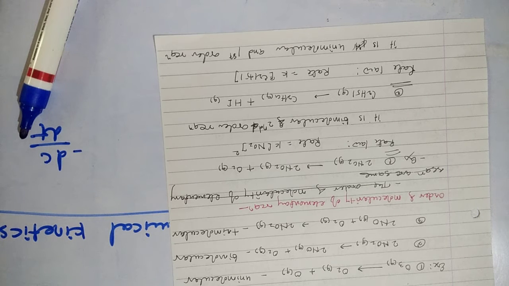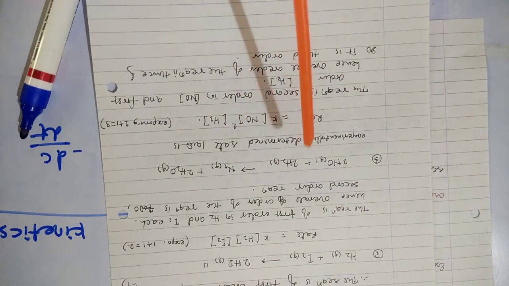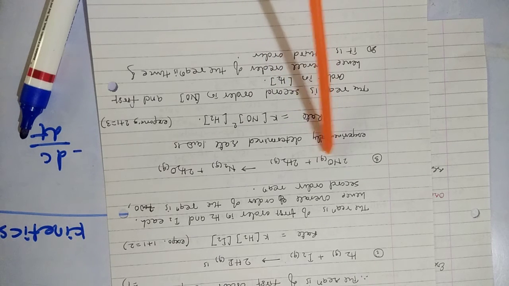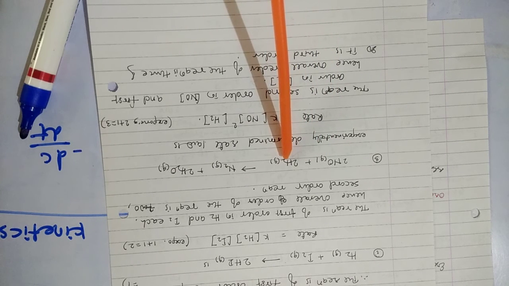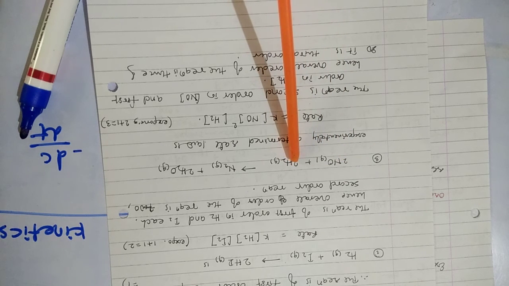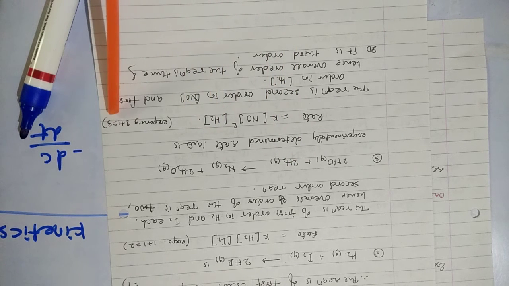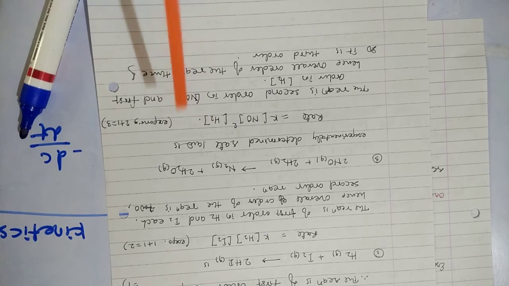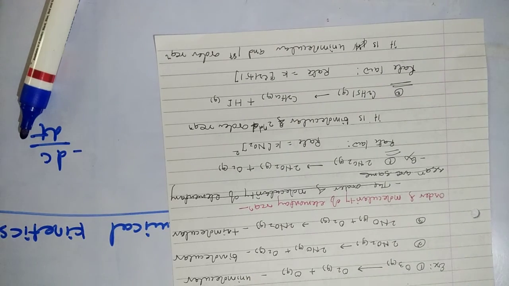Okay. But in some cases you can find the order and molecularity will not be the same. Now if you see this example, here 2NO reacts with 2H2, right? Here the number of molecules reacting is 2 plus 2, that is 4. The number of molecules is 4. Okay. And the order is 2 plus 1, that is 3. That means here molecularity and order are different.